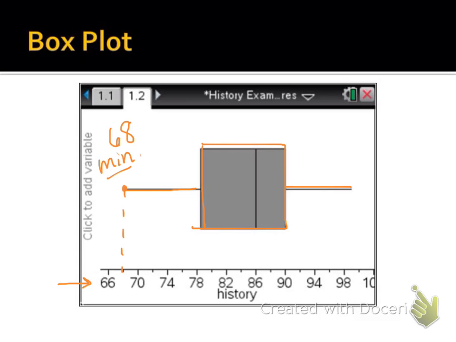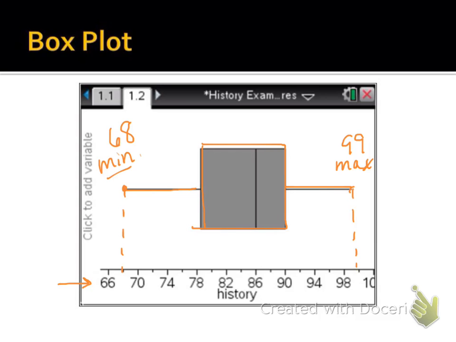Now, the other end is the same. We have an endpoint here as well. And if we line that up, we'll notice that that seems to line up there at 99. So the other end of the other line is our maximum score, and that was the 99.